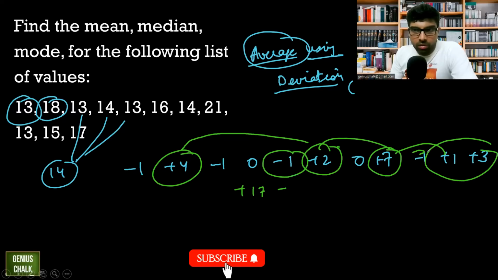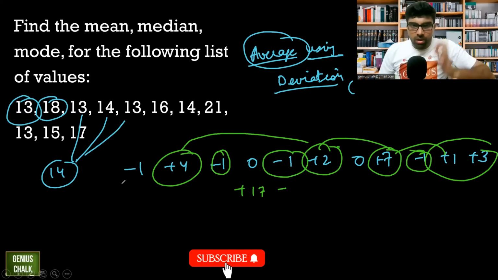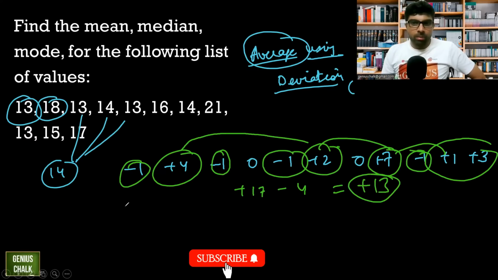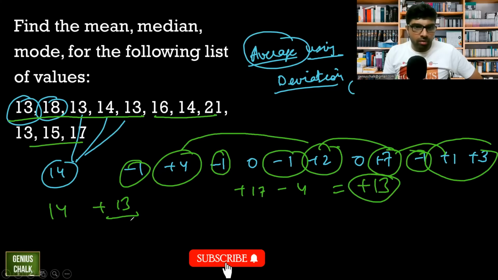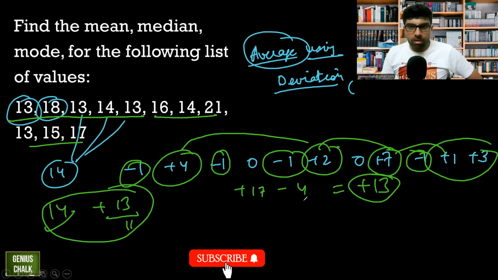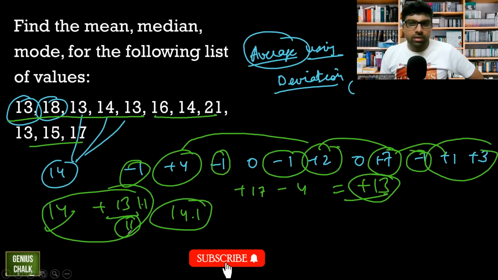This is -1, -1, -2, -3, -4. So what is my average? You can see if I'm taking this 14 as the average, what is my overall impact? It is +13. And this is for how many numbers? 1, 2, 3, 4, 5, 6, 7, 8, 9, 10, 11. So this is my actual average. Whatever number I have taken, then overall plus and minus divided by the total number of numbers which are available. So this is my answer, 14.1 approximately is the mean.